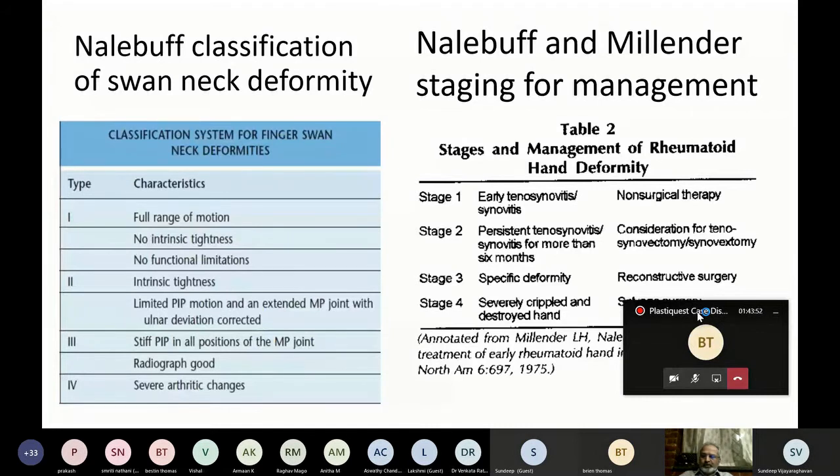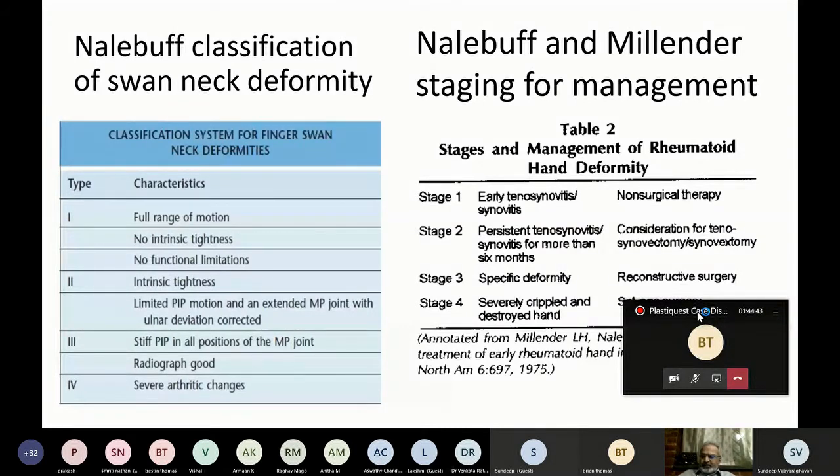and it can be done by a retinacular ligament reconstruction, the SORL reconstruction, sir. So spiral oblique retinacular ligament reconstruction can be done for this kind of cases, by taking the ulnar lateral band and passing it underneath the Cleland ligament, and that will prevent the hyperextension of the PIP joint.